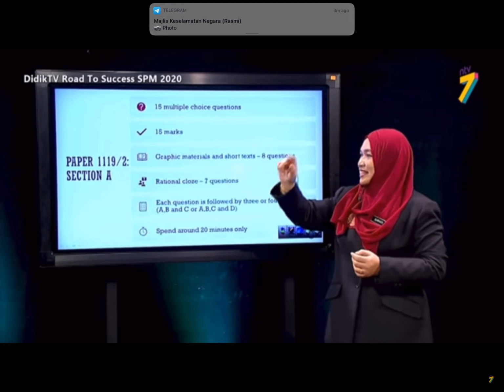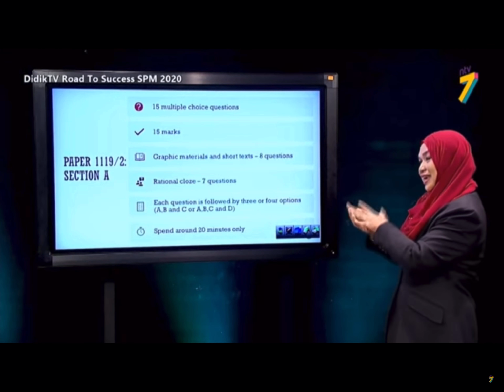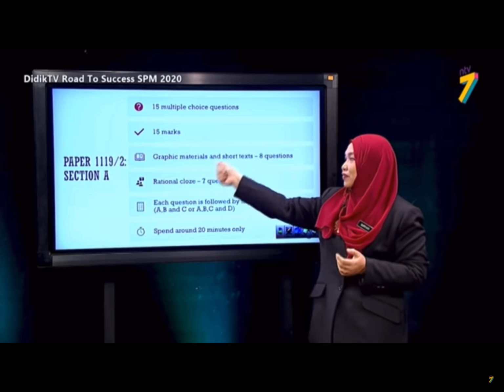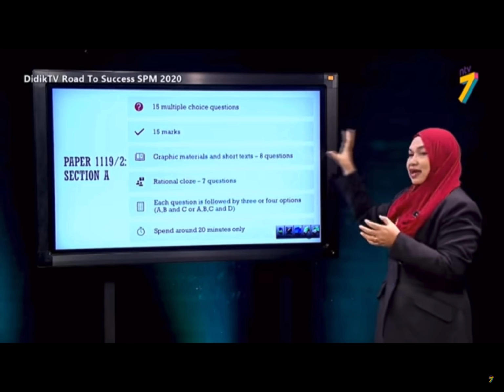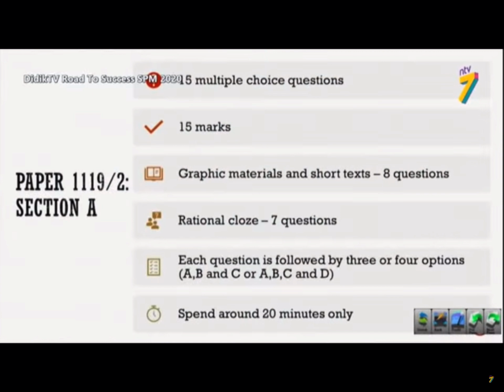Next, I'm going to touch here and there on the format, because we have so many things to share here. Section A consists of 15 multiple choice questions. You are given A, B, C, and D. One question carries 1 mark. Questions are given in a form of graphic materials and short text, 8 questions. And then we also have rational clause, 7 questions. What is this? I'm going to share with you after this. Each question for rational clause will be given A, B, C or A, B, C, D.